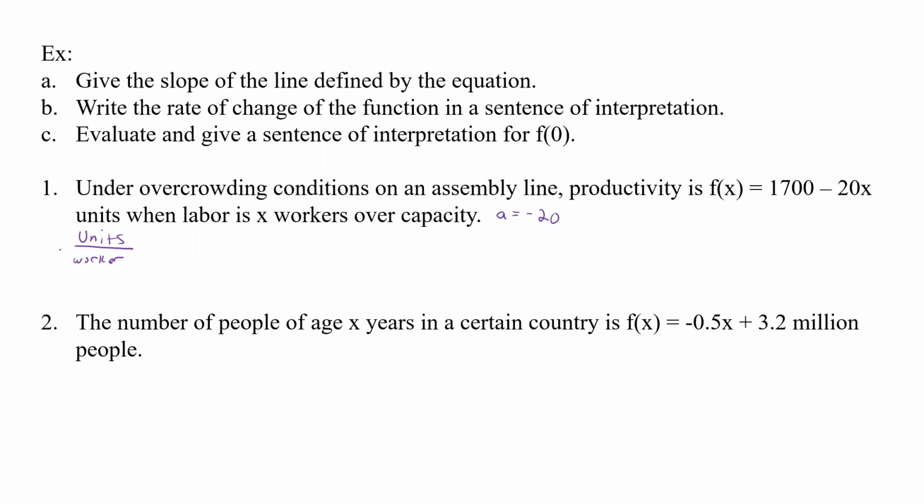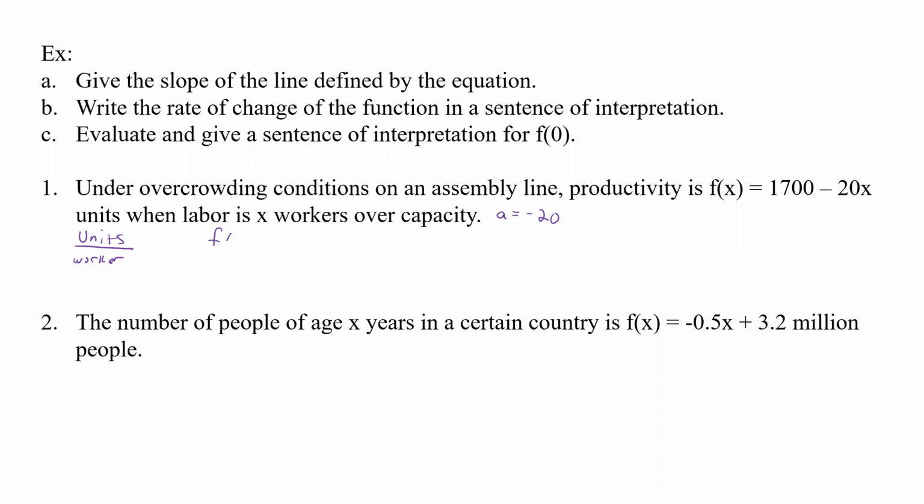The number of units we make is defined by how many workers we have. The more workers we have, the fewer units we're actually going to make at a certain point, because 1,700 is our max, and we're going to subtract off units per worker based on minus 20. Now we want to evaluate and give a sentence interpretation of what f of 0 is. Well, f of 0 is basically when there's no overcrowding, so there are no excess workers to make the units start going down.